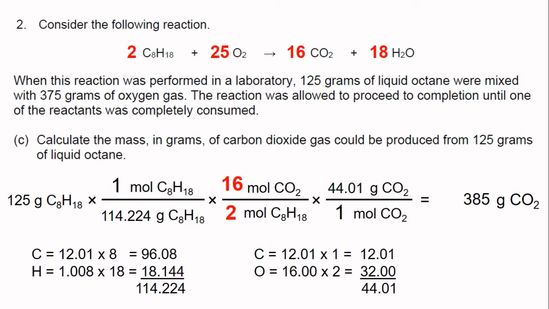Now we don't know if the octane or the oxygen is the limiting reactant. So we're going to have to take our answer to part D and compare it to our answer to part C. For now, all we know is that there are 385 grams of carbon dioxide from part C. Let's move on to part D.